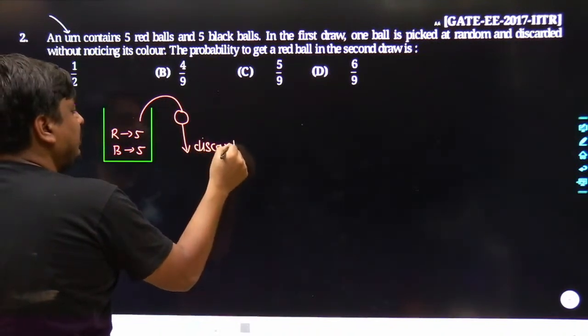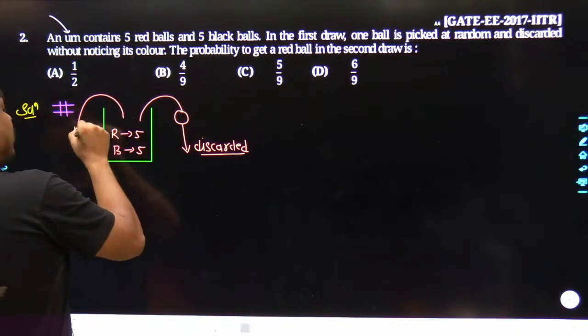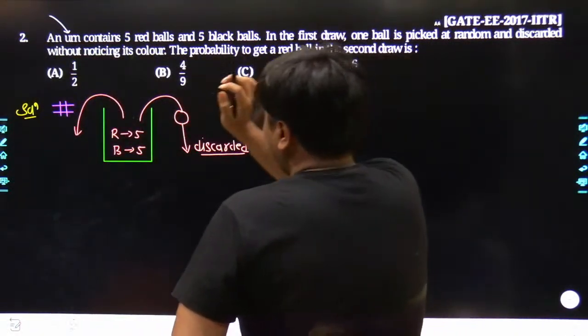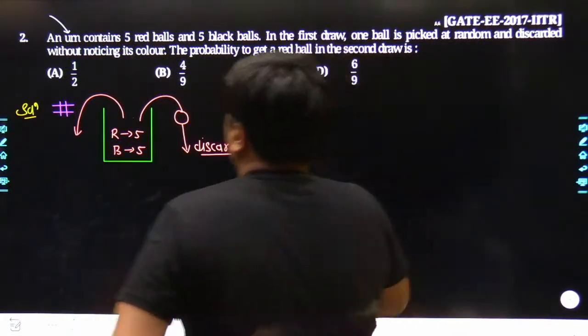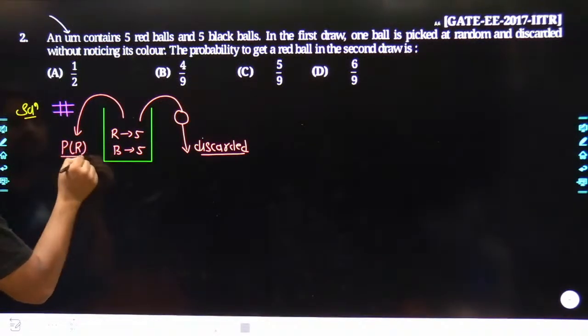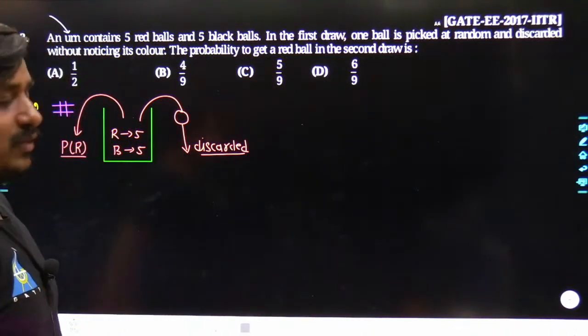That means now you have been left with 9 balls. Again one ball has been chosen. I want to get the probability that the second ball which has been withdrawn out of this urn is a red ball. So I need to get the probability that the second ball which has been withdrawn is red.